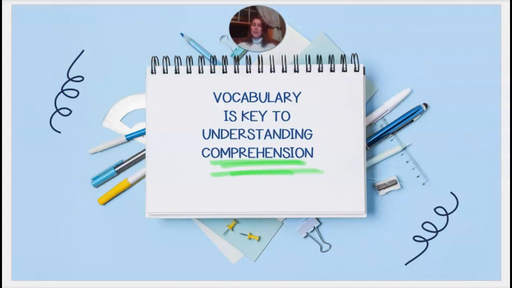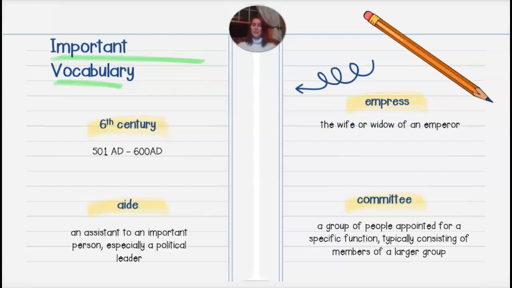Vocabulary is key to understanding comprehension. So here's just a few vocabulary words I picked out. 6th century is 501 AD to 600 AD. Okay, remember we count that 500 would be in the 5th century, so 501 to 600 AD. Aide means to assist an important person, especially a political leader. And so one of our objectives was how Theodora was an aide to Justinian. Empress is the wife or widow of an emperor. And then committee is a group of people appointed for a specific function, typically consisting of members of a larger group.